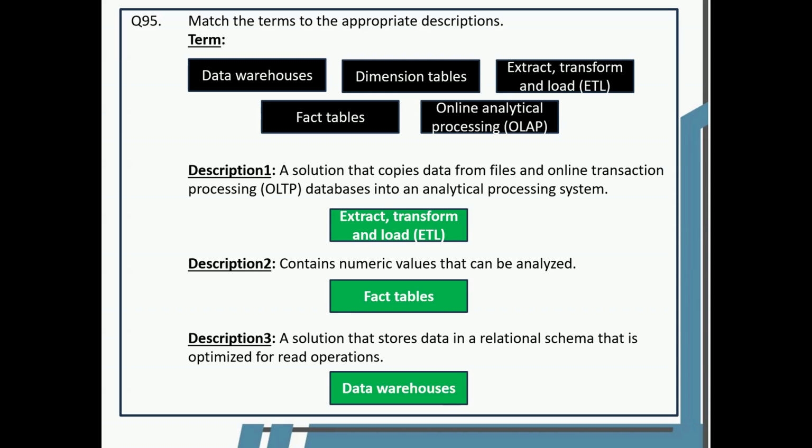Remaining option, dimension table stores descriptive categorical attributes that provide context to fact tables. And OLAP is a technology that enables fast multidimensional analytical queries on large datasets.